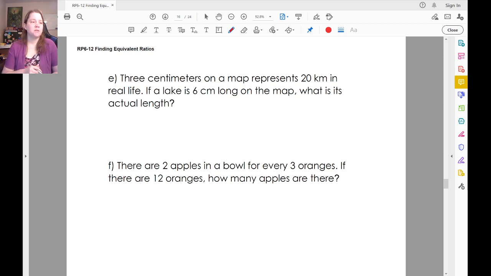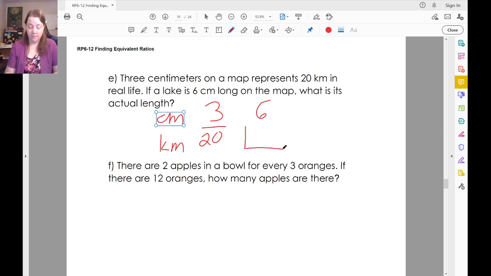3 centimeters on a map represents 20 kilometers in real life. So we're talking about centimeters to kilometers. 3 centimeters represents 20 kilometers. If a lake is 6 centimeters long on a map, what is the actual length? Well, 3 times 2 is 6. 20 times 2 is 40 kilometers.